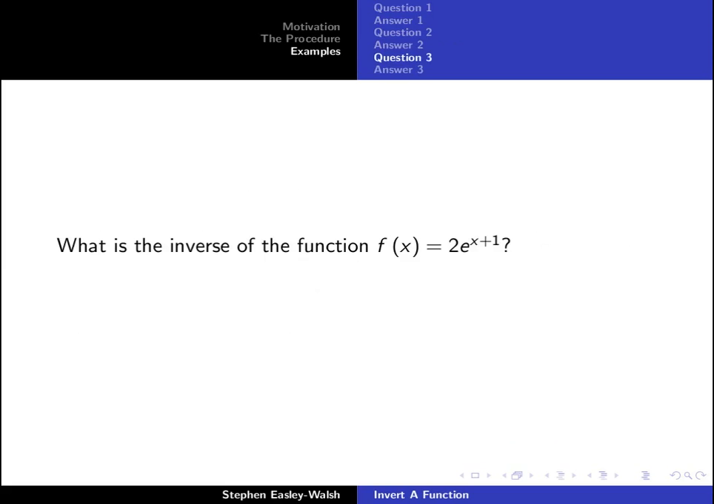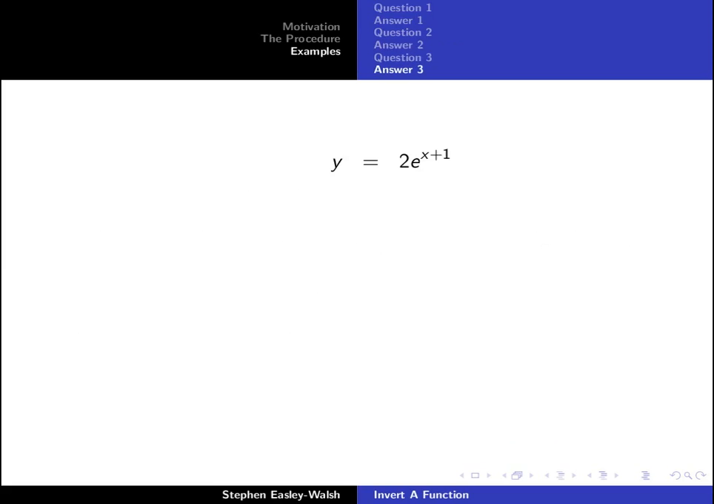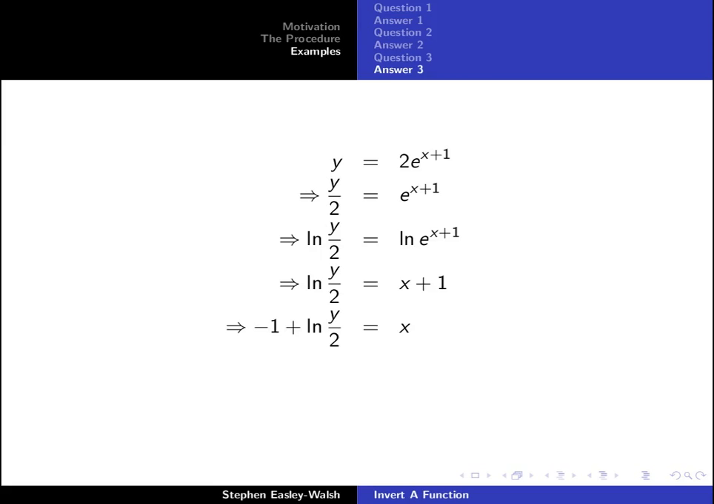Let's look at this one. What is the inverse of the function f(x) equal to 2e^x + 1? Again, we set y = 2e^x + 1. Divide by 2. Take log of both sides, so now we have log(y/2) = log e^(x+1). But log and e cancel, so we have log(y/2) = x + 1. And so, taking the 1 over to the left, we have -1 + log(y/2) = x. And so the inverse function is -1 + log(y/2). That's all for this video.